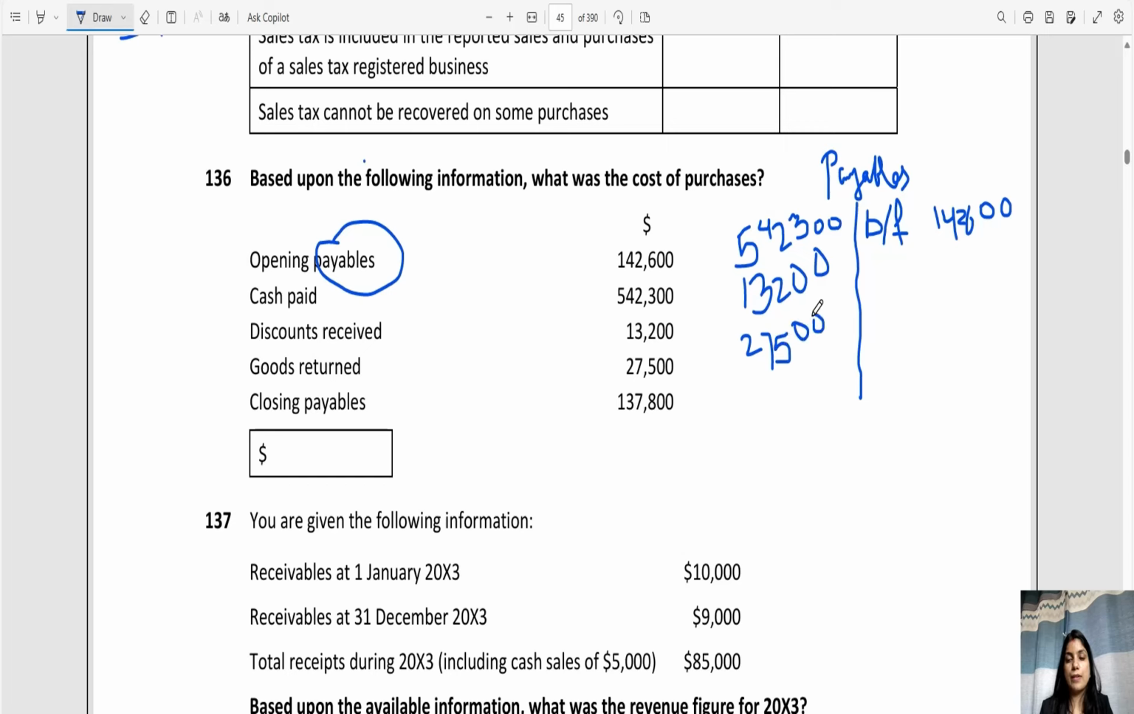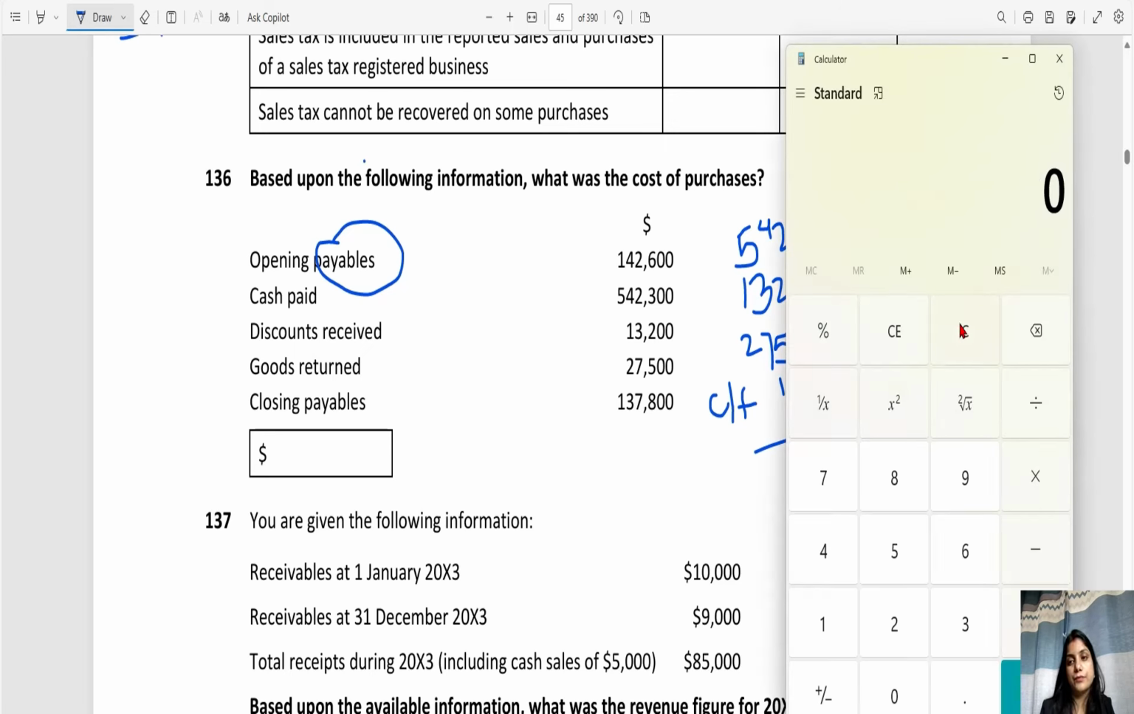Okay, and the closing payable should be on the debit side. Why? Because in the next year it will be the opening balance and come to the credit side. That's why it is posted on the debit side now. So 137,800. Now if we total the debit and credit, they should be equal as per the double entry system. But it seems that the debit part will be more than the credit part. So the difference will be booked as the purchase, which will be shown on the credit side.